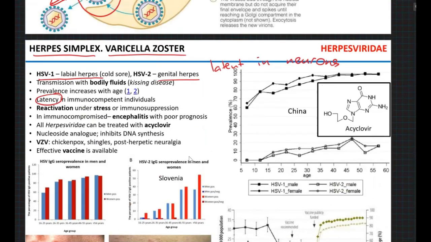Prevalence is pretty high. This shows you the percent of people who have HSV1 in China. Basically, by the age 60, everybody has herpes. You're going to get it from other people. Immunocompromised folks, though, can develop pretty severe complications. Usually it's herpetic encephalitis, which is bad. The virus lives in neurons. It can travel to the brain, infect the brain. It's bad. Okay? It can be transmitted to kids through placenta.